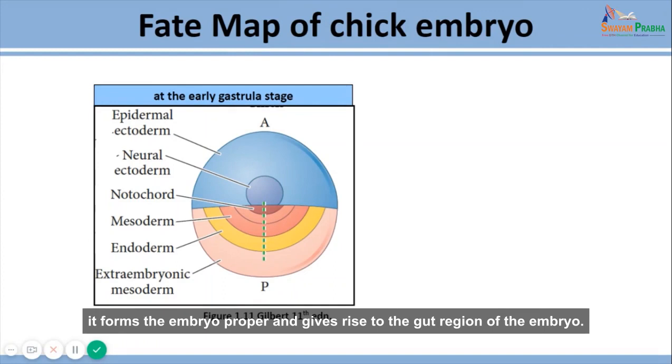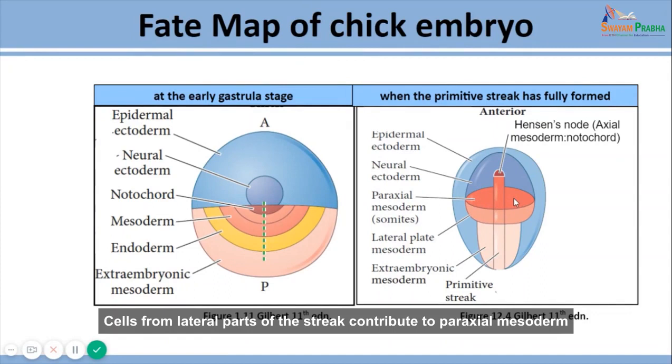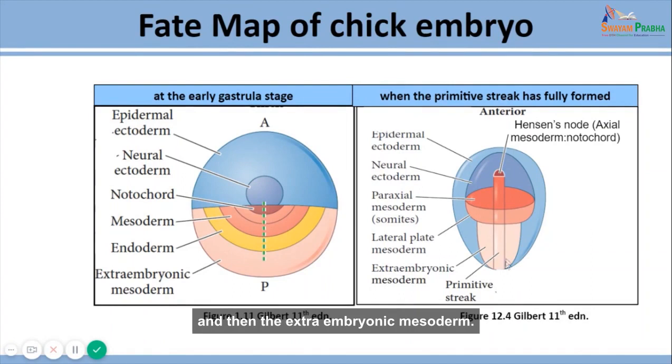However, later when the primitive streak, that is shown here, has fully formed in the growing chick embryo, the three germ layers can be more clearly mapped. Now, as we see, the cells from the anterior end of the streak, which is called Hensen's node, we'll study the Hensen's node in the subsequent slides. The anterior end of this streak forms the axial mesoderm, which gives rise to the notochord. Cells from lateral parts of the streak contribute to paraxial mesoderm, which forms somites, which are paired structures on both sides of the notochord. Further posteriorly, the cells make the lateral plate mesoderm and then the extra embryonic mesoderm.